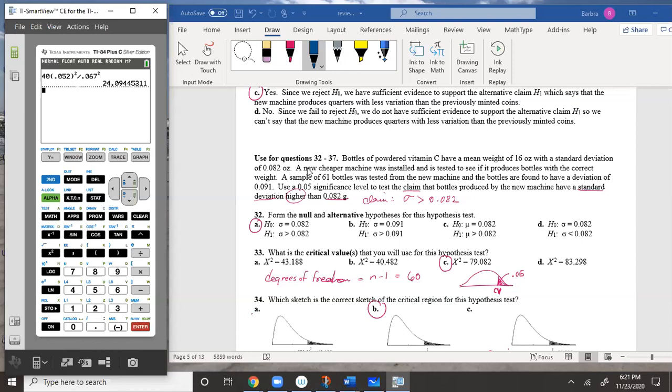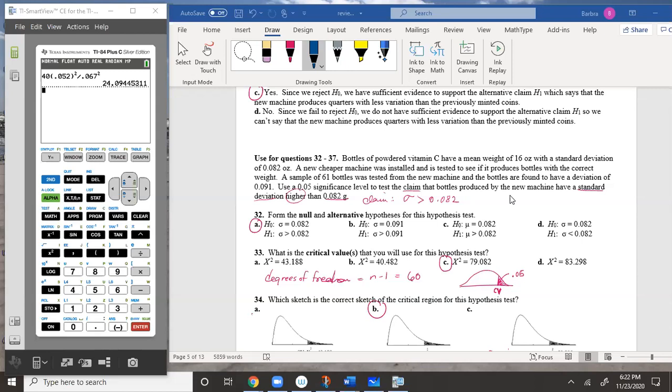For questions 32 through 37, bottles of powdered vitamin C have a mean weight of 16 ounces with a standard deviation of 0.082 ounces. A new cheaper machine was installed and is tested to see if it produces bottles with the correct weight. A sample of 61 bottles was tested from the new machine, and the bottles were found to have a standard deviation of 0.091. Use a 0.05 significance level to test the claim that bottles produced by the new machine have a standard deviation higher than 0.082 grams.